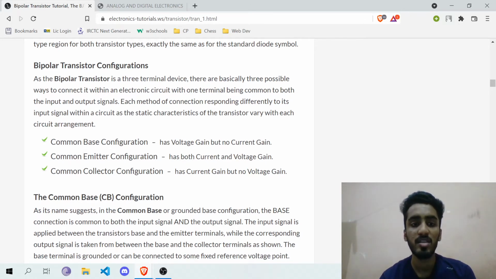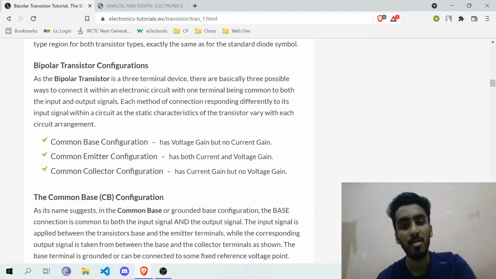Common base configuration, where the base is made common or grounded, has voltage gain but no current gain. Common emitter configuration has both current and voltage gain. Common collector configuration has current gain but no voltage gain.